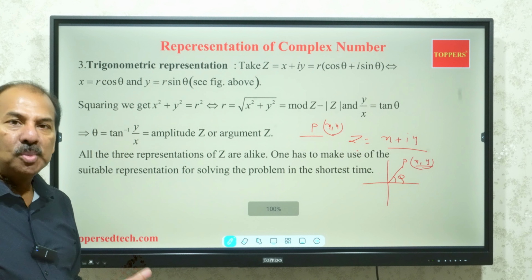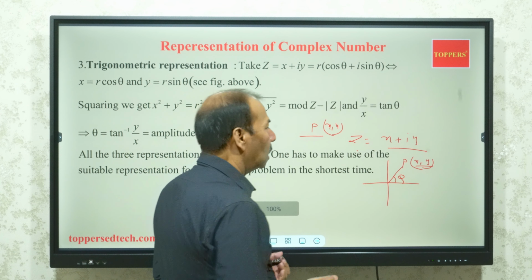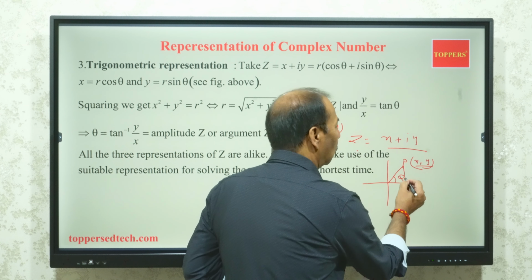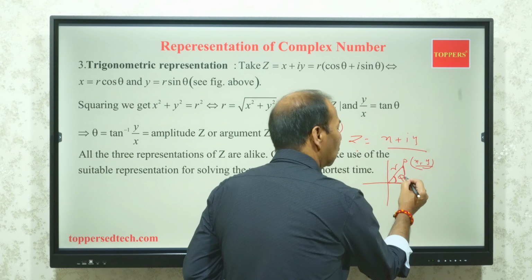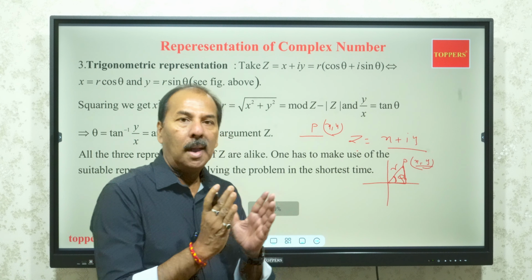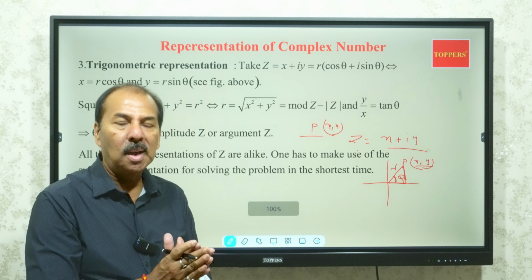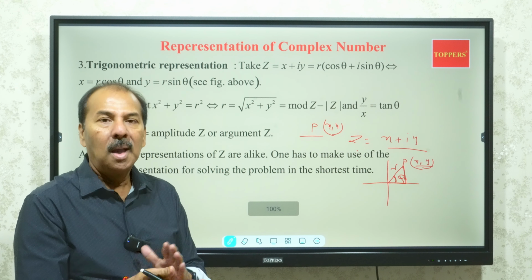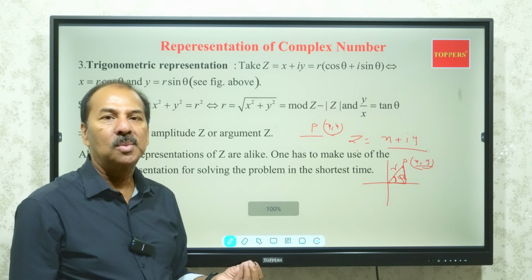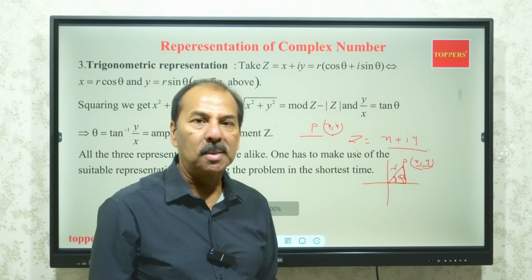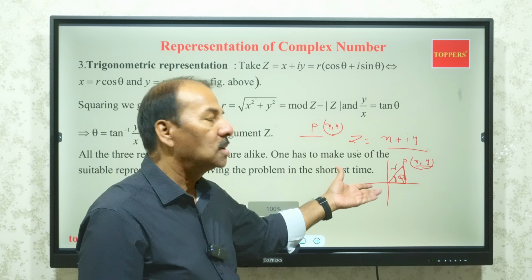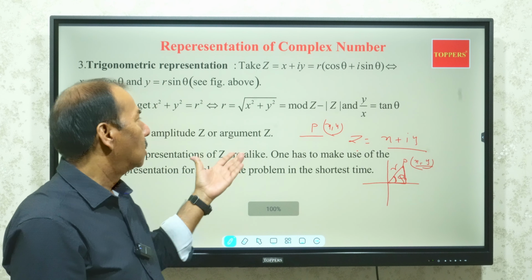Third comes the trigonometrical representation. Now again we know if this distance is r and this angle is theta, this becomes r cos theta, this becomes r sin theta. x is replaced by r cos theta, y is replaced by r sin theta, and corresponding to that we get z is equal to r cos theta plus i sin theta. That is termed the trigonometrical representation. So these are the things that we have understood today.